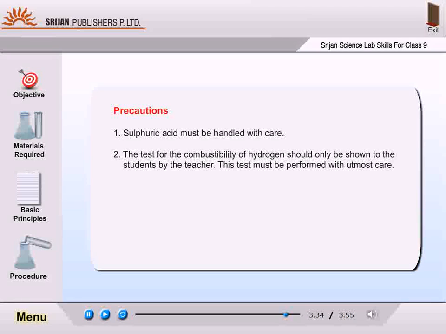Precautions: sulphuric acid must be handled with care. The test tube for the combustibility of hydrogen should only be shown to the students by the teacher. This test must be performed with utmost care.